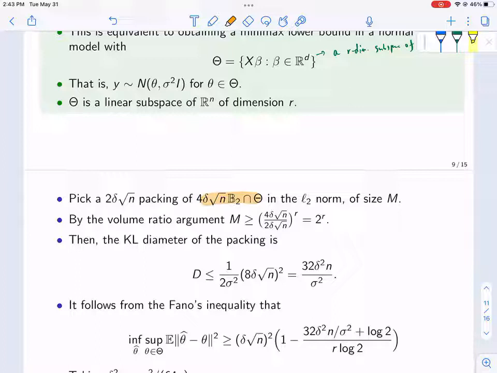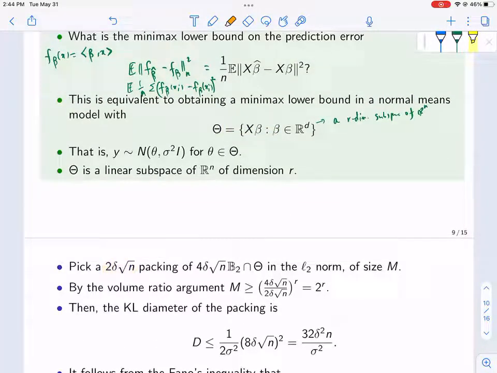By the volume ratio argument, this is a ball, because this is a linear subspace. This is still a ball, but in an r-dimensional space. When you try to pack things, you can just restrict all the balls to the subspace. It's as if you're working in r-dimensional space. So you'd get the ratios of the radii to the dimension. It used to be n, now it's r, because I don't have n degrees of freedom. I have r degrees of freedom. It doesn't matter, this is a general subspace, as long as it's a proper subspace, everything works as if you're in R^r.